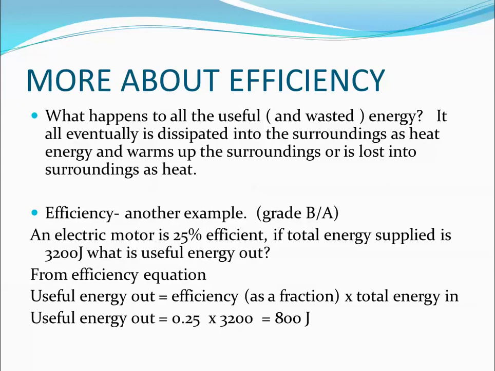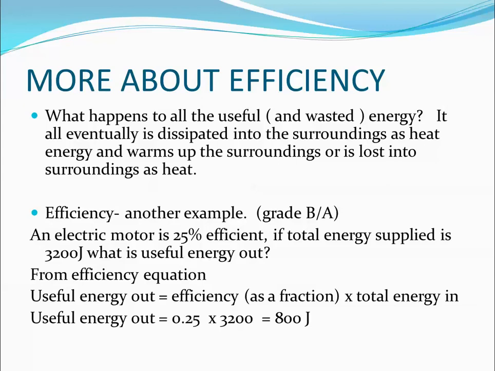Right, efficiency, another example, slightly harder. We've got an electric motor that is 25% efficient. The total energy is 3,200 joules. What's the useful energy out? So we have to rearrange the efficiency equation and change the 25% to a fraction for this to work. Otherwise we'll be multiplying by 25, which would be giving us a huge number rather than a smaller number. So useful energy out, it's a quarter of 3,200, hence 0.25 times 3,200 equals 800 joules.